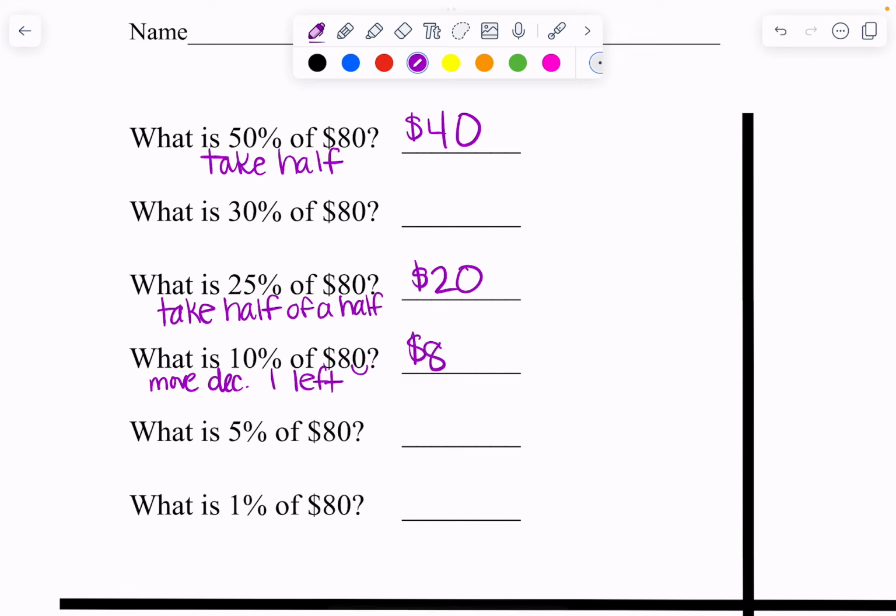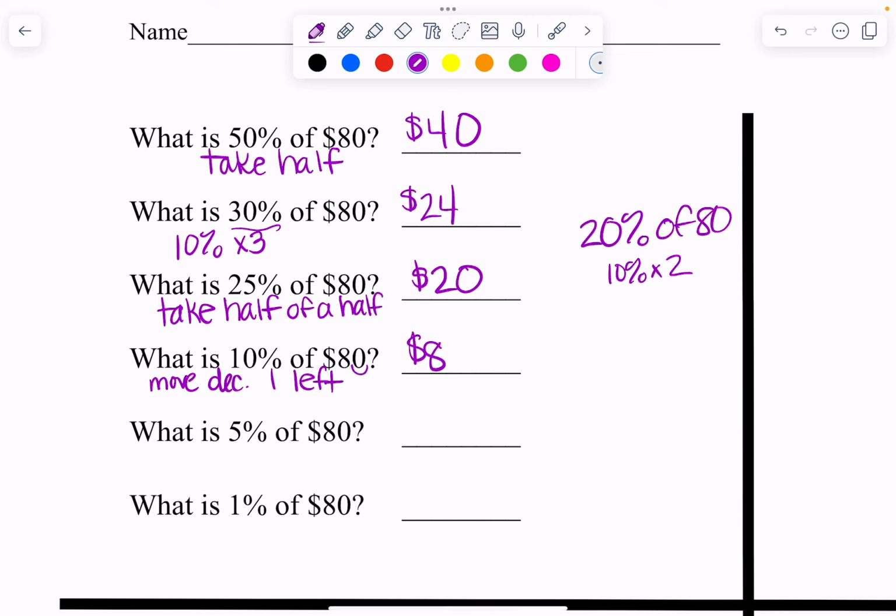Now, if I wanted to find the 30%, remember 10% times 3. So 10% is 8, so 8 times 3 would be $24. If I wanted to figure out 20%, then I would take 10% times 2. So for example, 20% of $80, 10% of 80 is 8, times 2 is going to be $16. I could do 60% of 80 the same way. Find my 10%, which is 8, and then times it by 6 to give me $48.